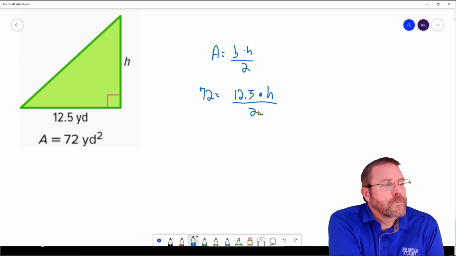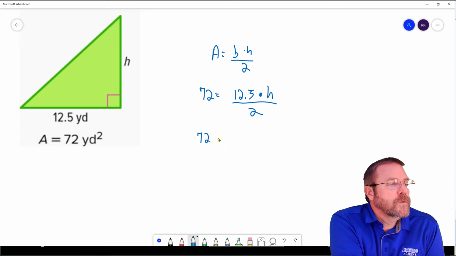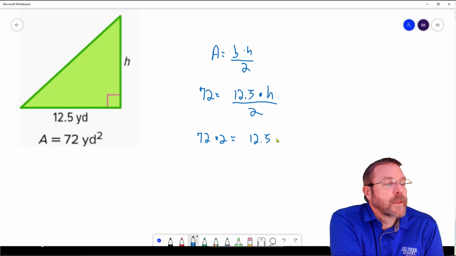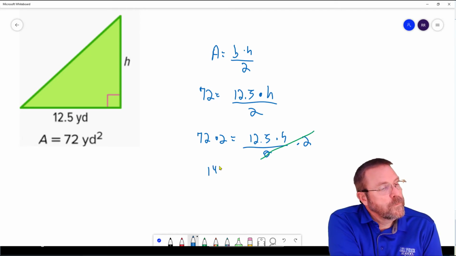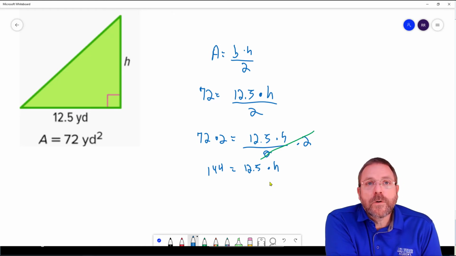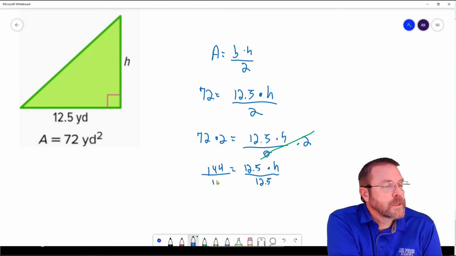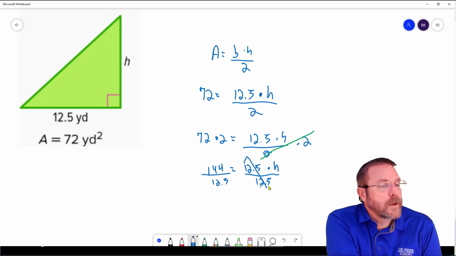Then I'm going to undo the divided by 2 by multiplying 2 on both sides. So that's going to give me 72 times 2 is equal to 12.5 times the height divided by 2 times 2. These 2's divide each other out, and that's going to leave me with, let's see, 144 is equal to 12.5 times the height. Now we have to undo multiplication and division by dividing your 12.5 on both sides. These divide out becoming 1.